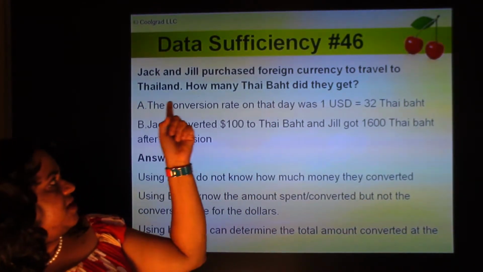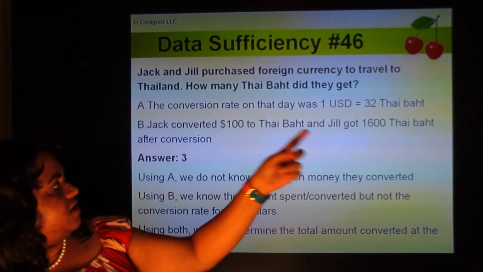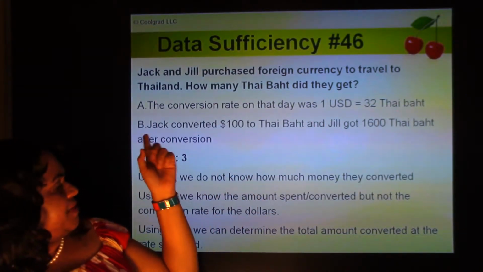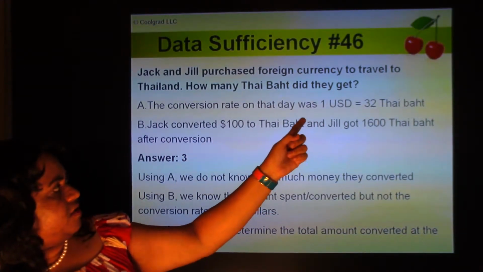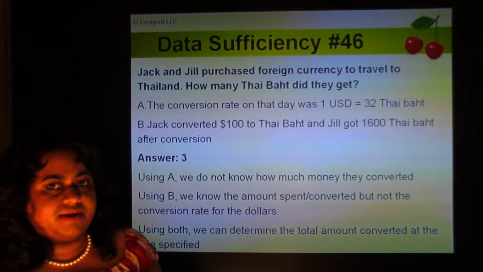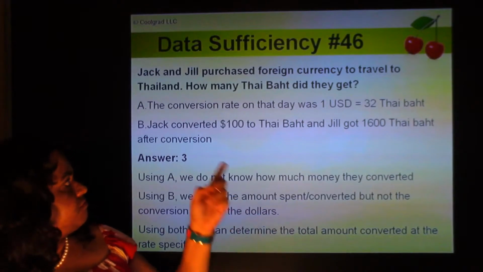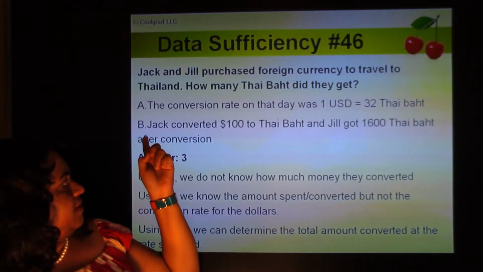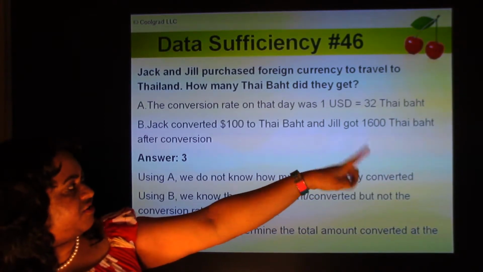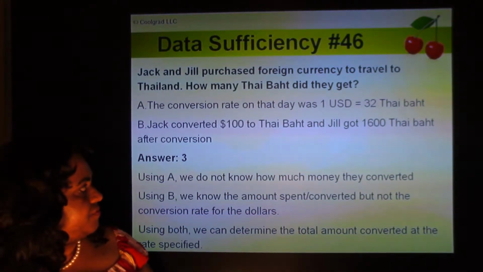Question 46. Jack and Jill purchased foreign currency to travel to Thailand. How many Thai baht did they get? Statement A. The conversion rate on that day was $1 equals 32 Thai baht. So Thai baht is the currency of Thailand. Statement B. Jack converted $100 into Thai baht and Jill got 1600 Thai baht after conversion.